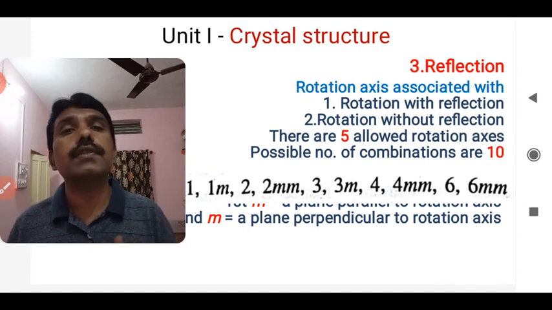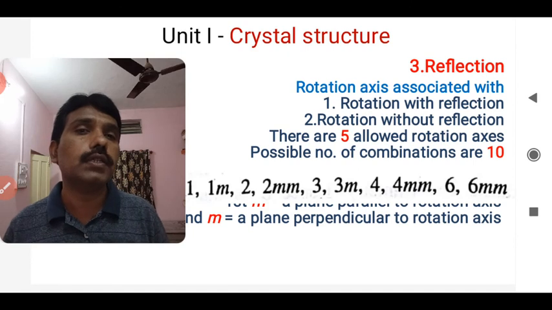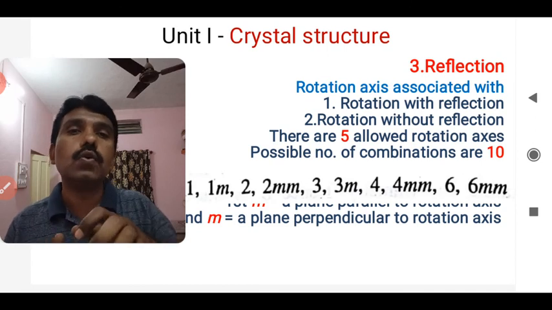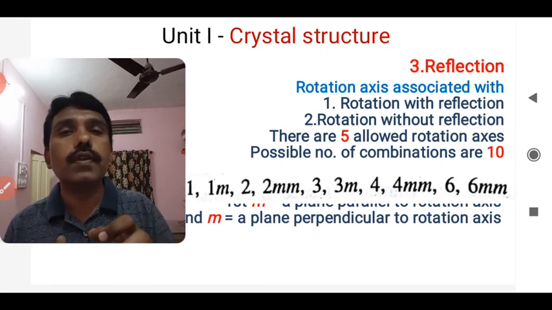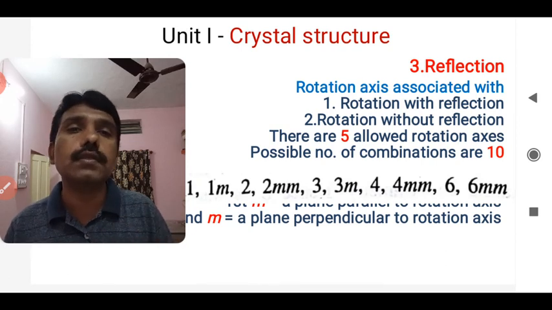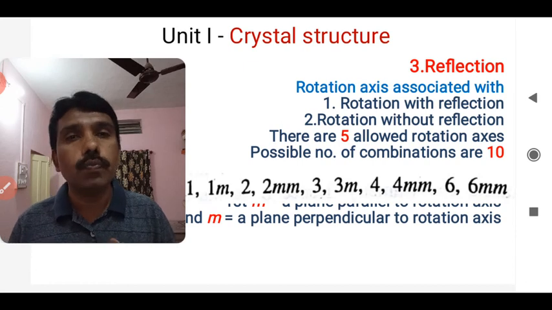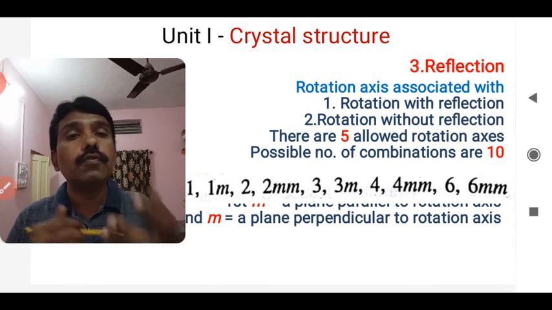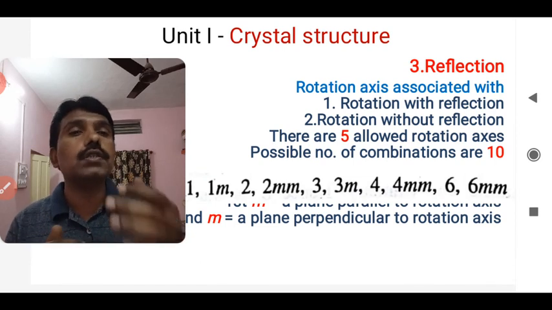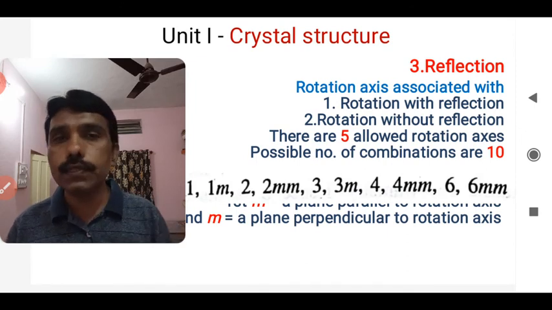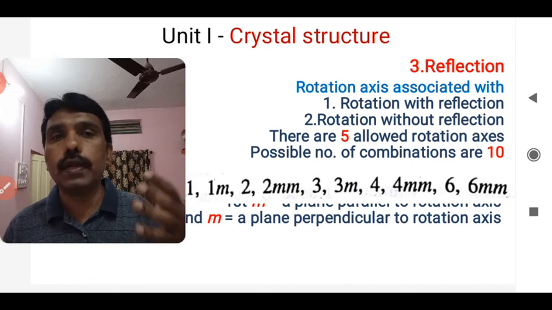So a rotation axis is sometimes associated with the reflection symmetry. That means there are some possibilities of reflection symmetries with a rotation axis, and some reflections without a rotation axis. Those are the two cases. And as far as rotation symmetries are concerned, we know there are 5 types. So there are 5 allowed rotation axes, which we have seen: 1, 2, 3, 4 and 6.